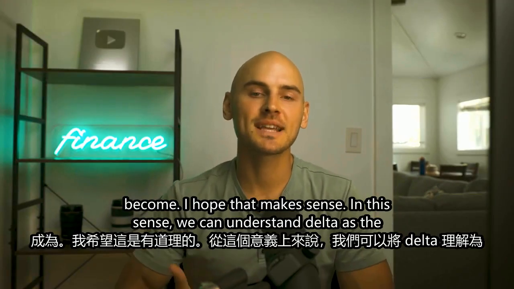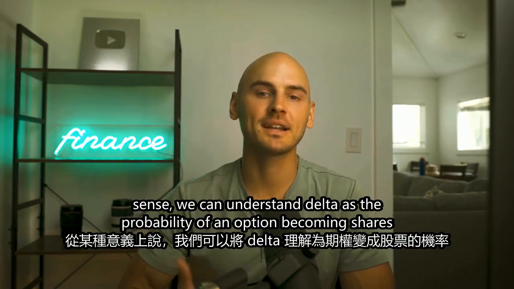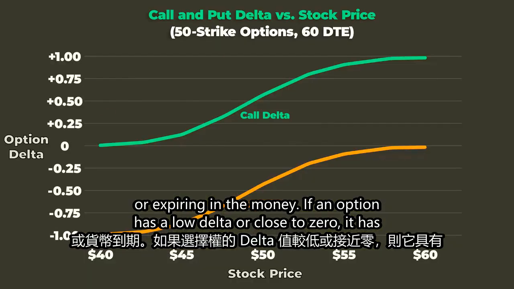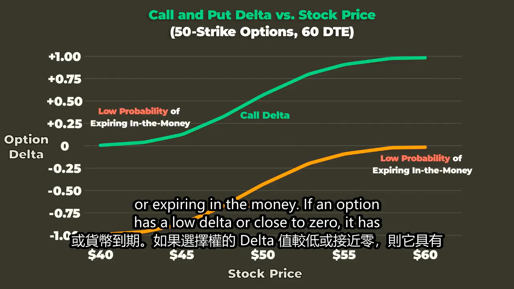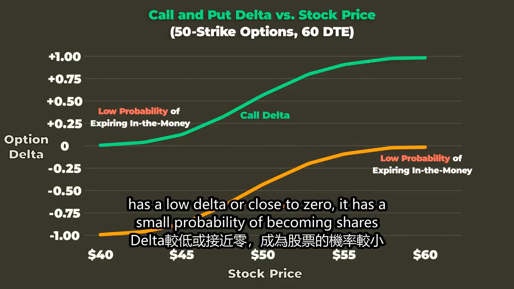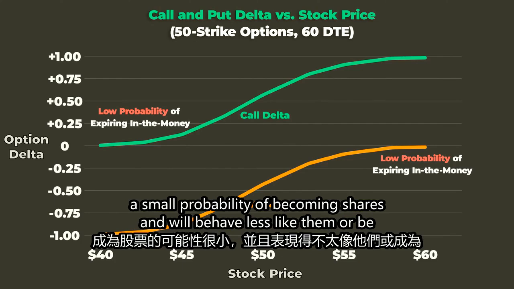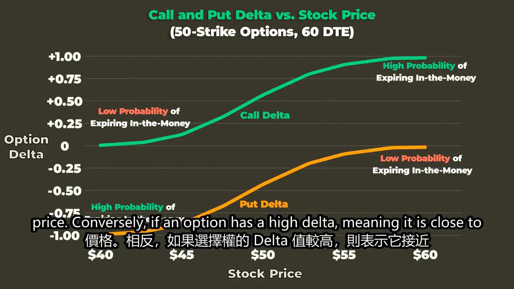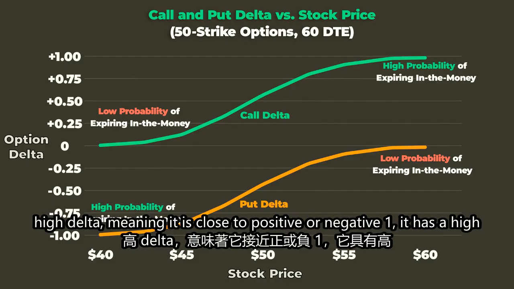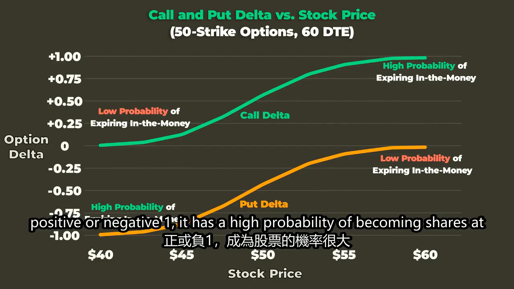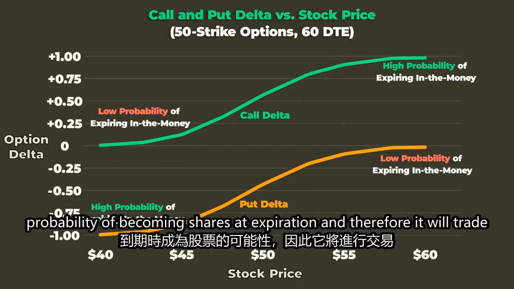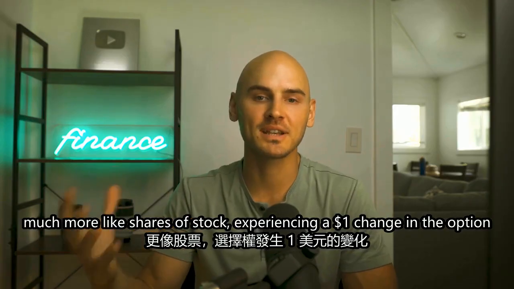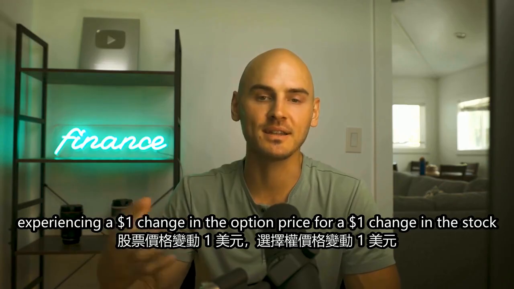In this sense, we can understand delta as the probability of an option becoming shares or expiring in the money. If an option has a low delta or close to zero, it has a small probability of becoming shares and will behave less like them or be less sensitive to changes in the stock price. Conversely, if an option has a high delta, meaning it is close to positive or negative 1, it has a high probability of becoming shares at expiration, and therefore it will trade much more like shares of stock, experiencing a $1 change in the option price for a $1 change in the stock price.